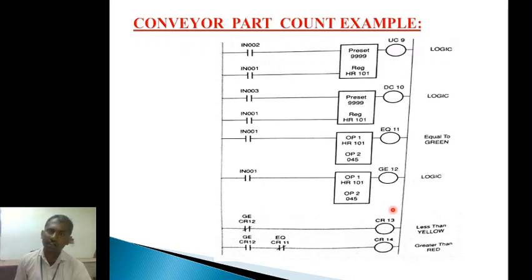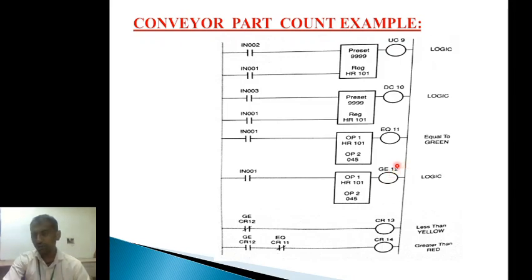And next one is the conveyor part count example. That means here one conveyor is there, and on that conveyor we have some parts. How many parts, we don't know. So if those parts are equal to 11, sorry, equal to 45, then one output will be on. And if the parts are greater than or equal to 45, then this GE12 will be on.